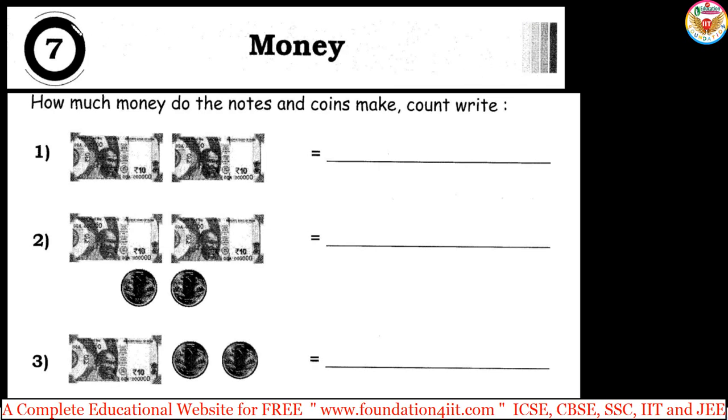From class 2, chapter number 7 is about money. In this concept, they'll understand three basic things: to identify the notes and coins, and especially addition and subtraction of money, and writing in words.